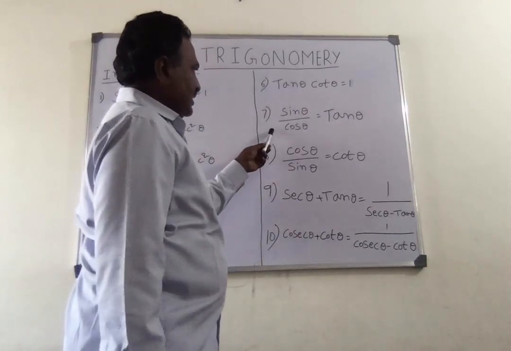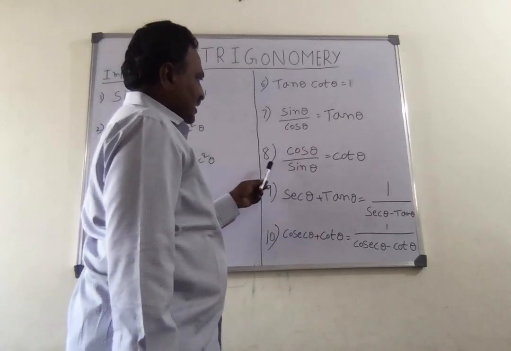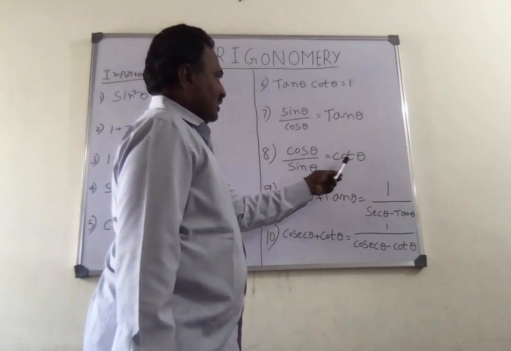And seventh one is sin theta by cos theta equal to tan theta. And eighth one is cos theta by sin theta equal to cot theta.